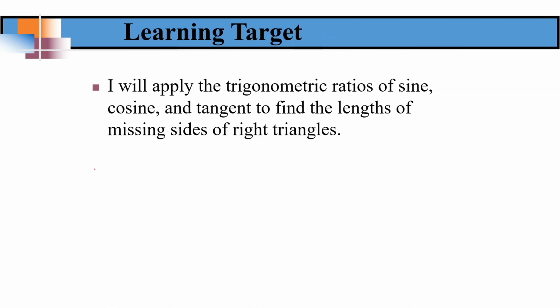So the learning target today is that we're going to apply the trigonometric ratios of sine, cosine, and tangent to find the lengths of missing sides of right triangles. Now you might not know what sine, cosine, and tangent mean, but we're going to learn about that today. On your calculator they're abbreviated SIN for sine, COS for cosine, and TAN for tangent. You can probably find those buttons on your calculator now.